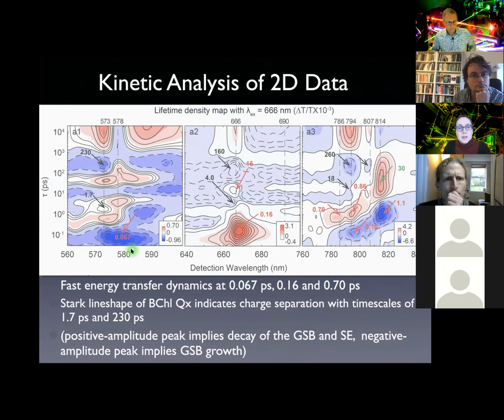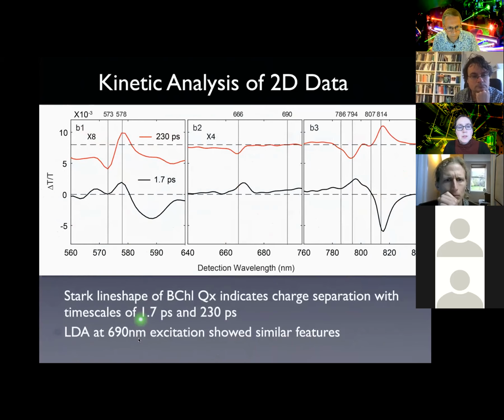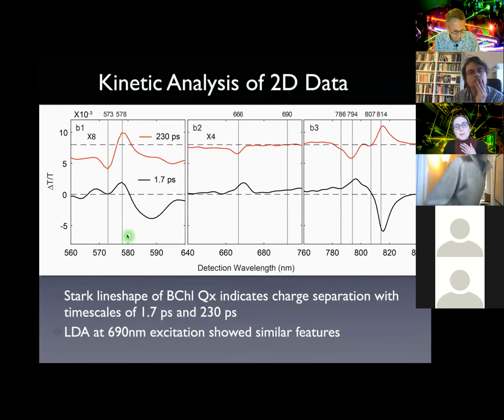If I take a slice through, you can see that more clearly here. On these timescales, this derivative-like feature in the bacterial chlorophyll QX is consistent with charge separation occurring. Okay, so we took these timescales as indicating charge separation timescales, and then used this analysis.